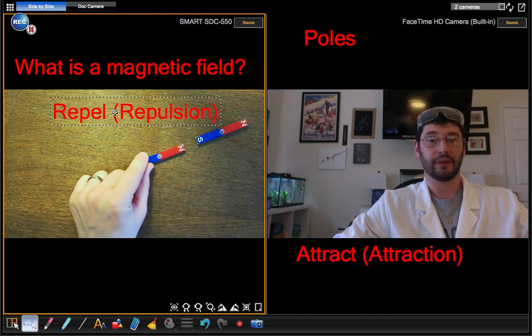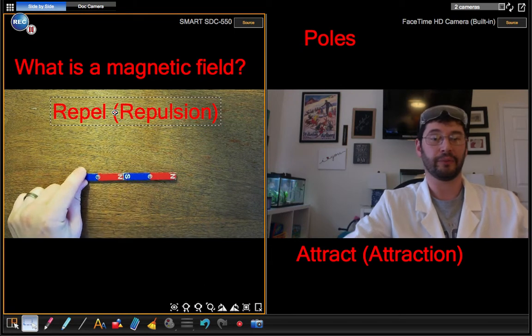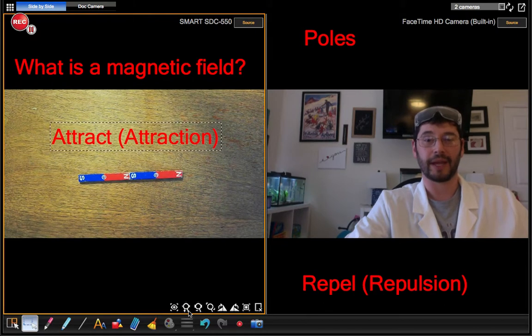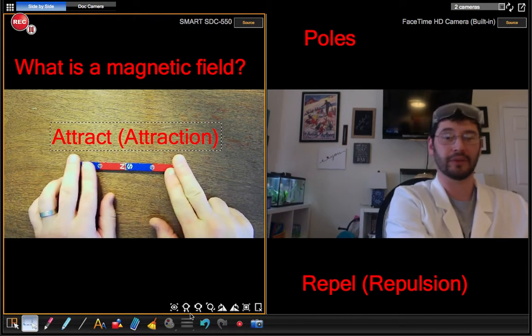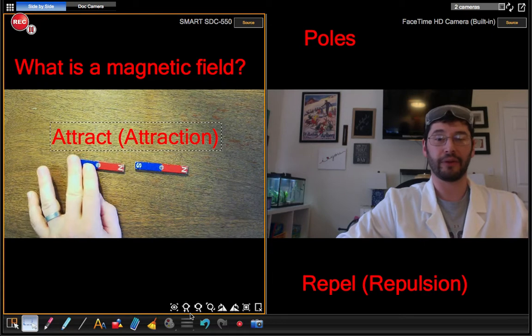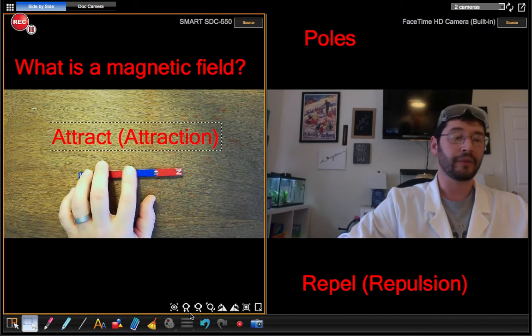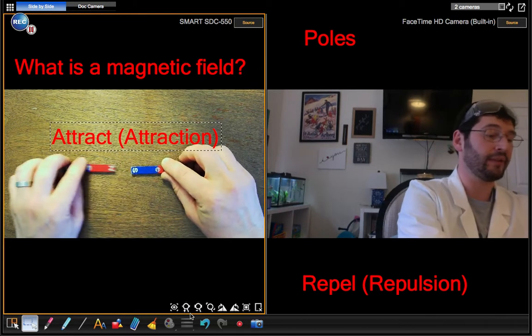But if we do north and south pole, we can see that those magnets come together, and we call that attract. So this is attraction between two poles. North and south attract to each other. So we can see that is some of the forces that affect magnets.